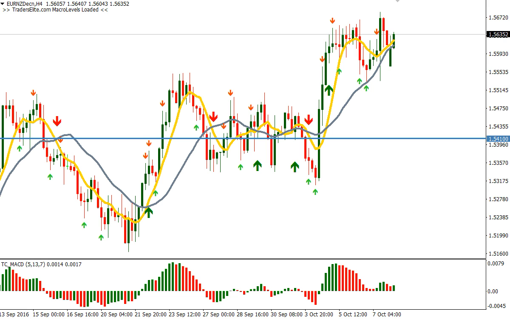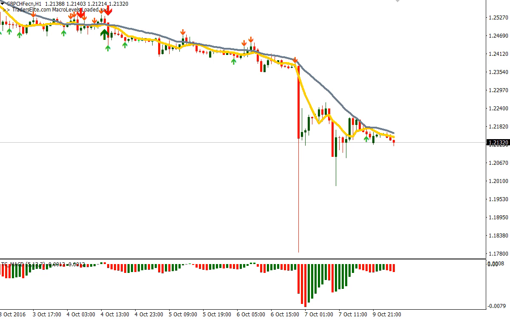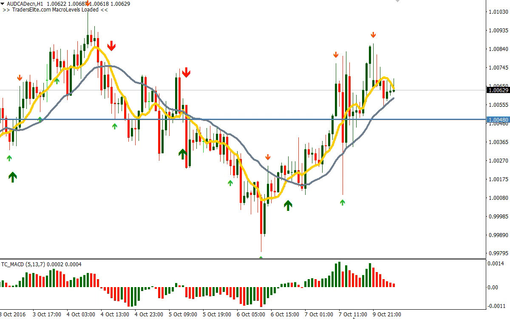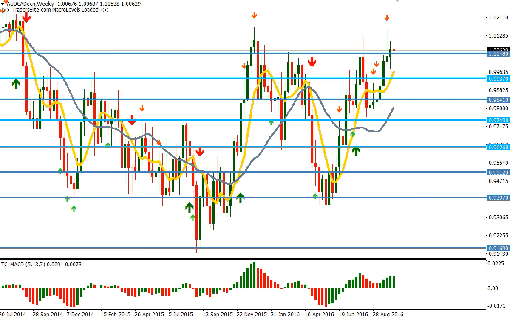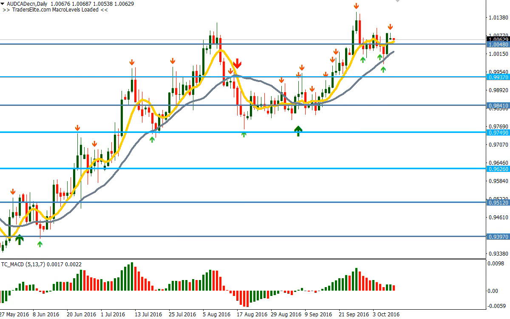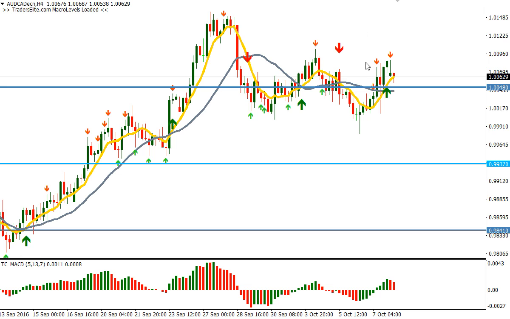So I would say long on the Euro Kiwi. Okay, pound Swiss, I think I'll pass that one. Aussie CAD, upward on the weekly, upward on the daily, and upward on the 4 hour. This could be a nice one.